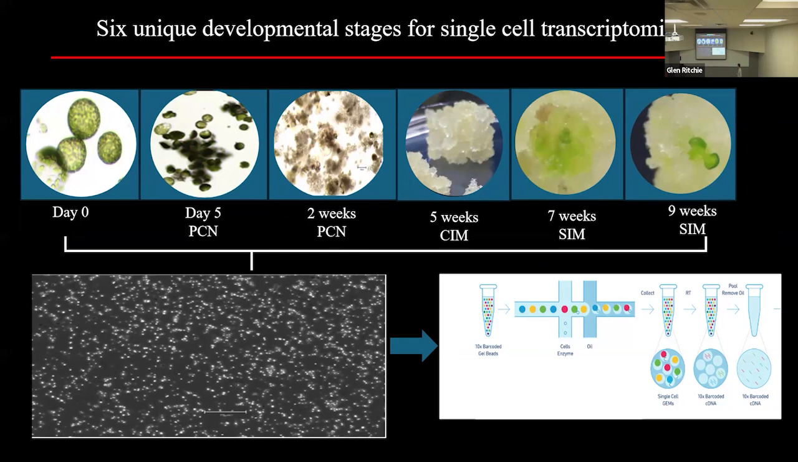And then we pass the nuclei from all the different stages through the single cell microfluidic system, where each individual nucleus is encapsulated into a gel bead, which has 10x barcoded gel beads, and oil like this. So this is a GEM, and your cell or your nucleus is connected with the barcode, and we prepare the library from here and send it for sequencing.